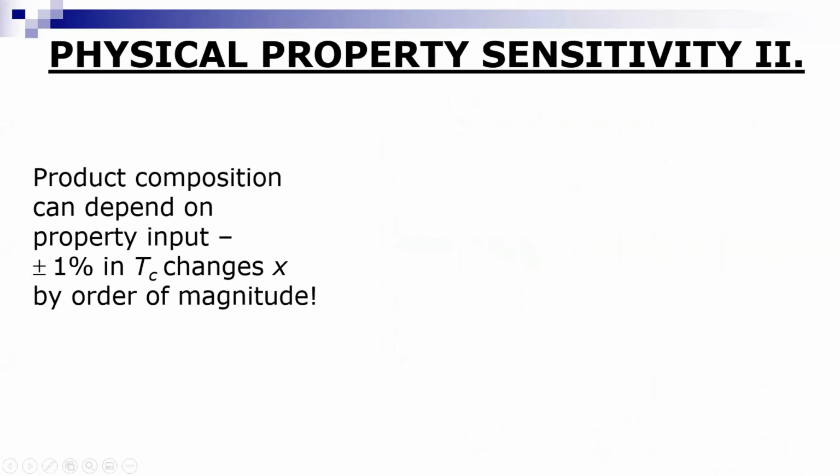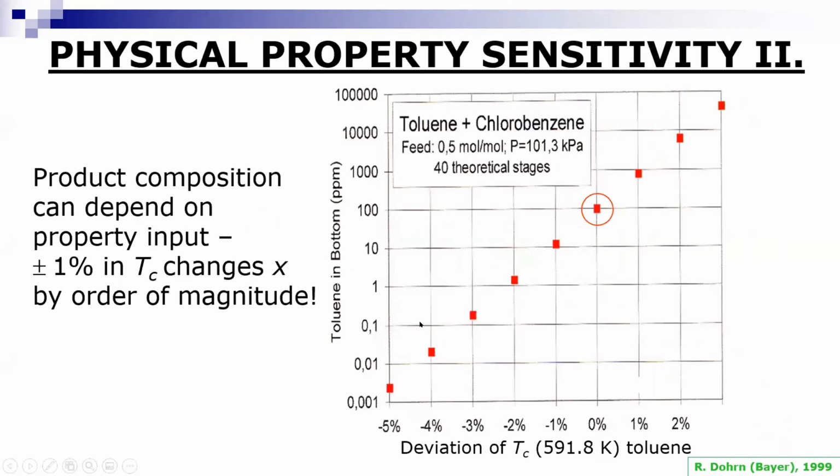Another is that the product composition can depend on property input. Here's a plot. You're separating toluene and chlorobenzene in a distillation column with 40 stages, and you feed in equimolar, at atmospheric pressure. And this would be the proper value that you'd get, 100 parts per million of toluene in the bottom stream.